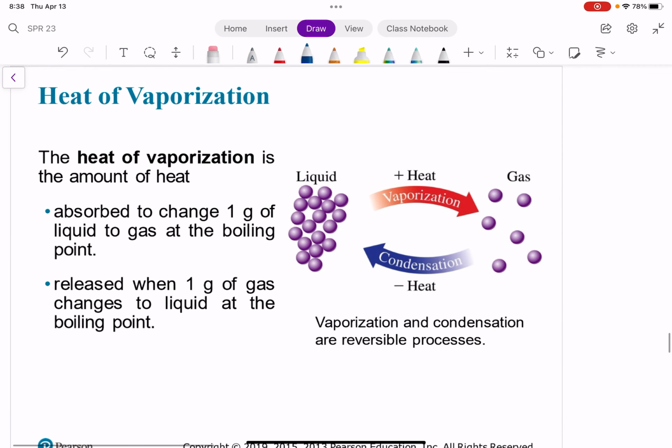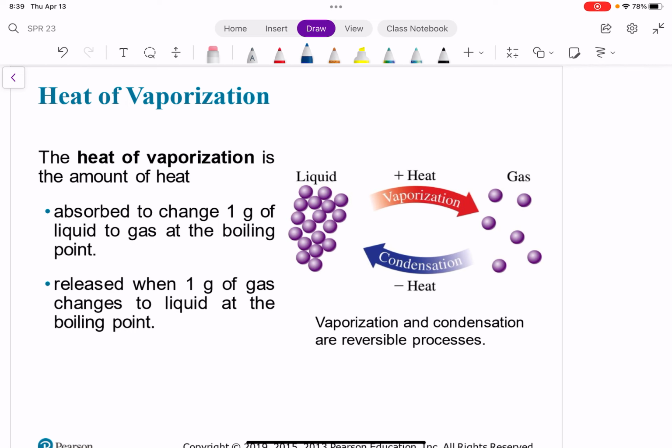Okay, heat of vaporization. Just like the heat of fusion, you would be given this conversion factor. It's not something you need to memorize or want to memorize. I'm more concerned that you know how to use the number in a calculation than that you memorize it. So the heat of vaporization is the amount of heat that is absorbed to change 1 gram of liquid to gas at the boiling point.